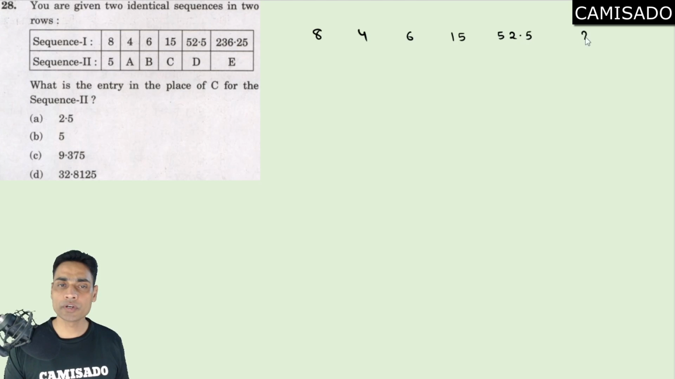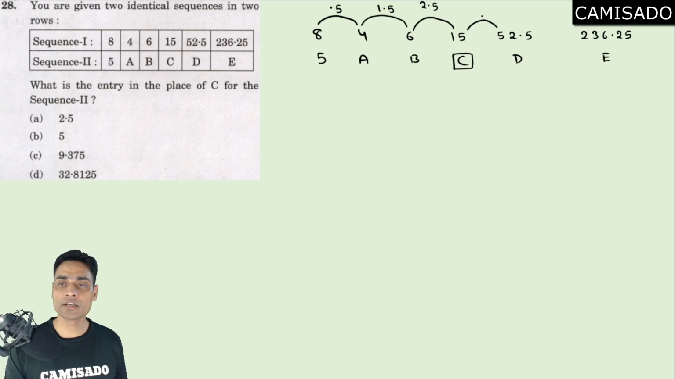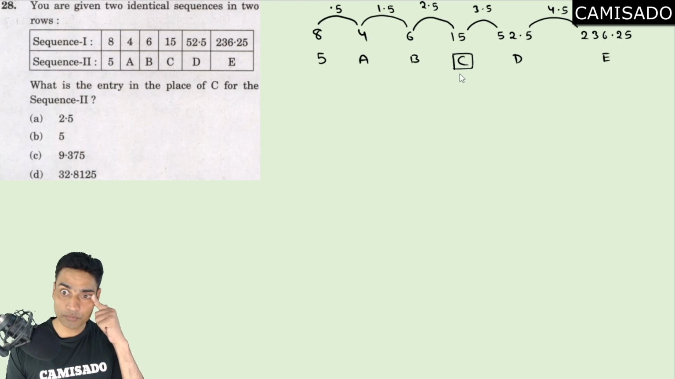52.5, 236.25. Now it is 5 here, A here, B here, C here, D here, and E here. We are interested in finding the value of C. Now see the pattern here. When 8 is multiplied by 0.5, it will become 4. Then 4 is multiplied by 1.5, it will become 6. 6 is multiplied by 2.5, it will become 15, and this will go on with 3.5 and 4.5, but we have to stick ourselves to the point C only.